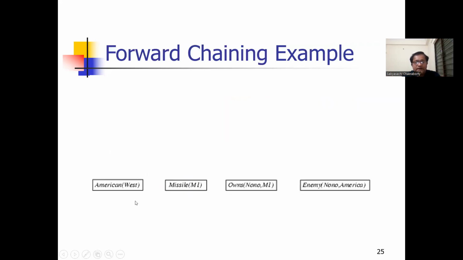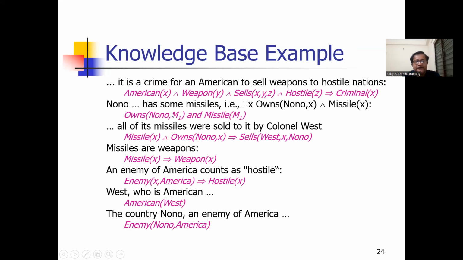Now we have marked, it starts with American, missile, owns, enemy. We are starting with these four basic variables. West is an American. M1 is a missile. Nono owns M1 and Nono is an enemy of America. These four presumptions we are starting with. Here are the basic facts.